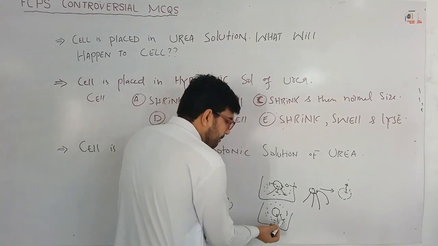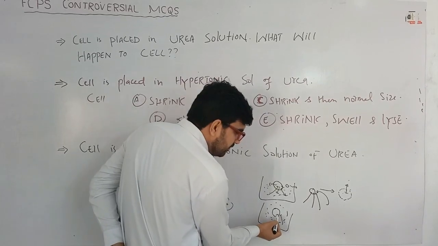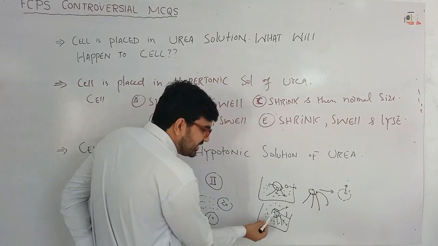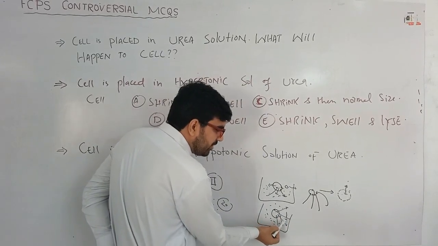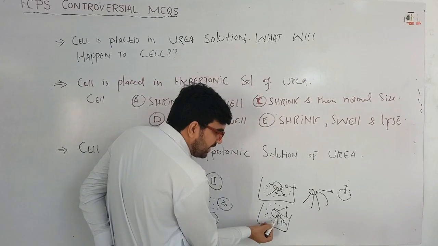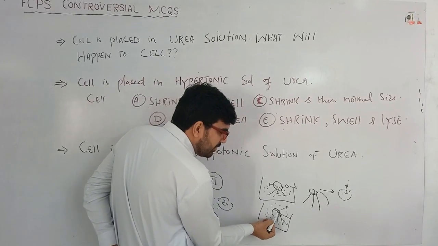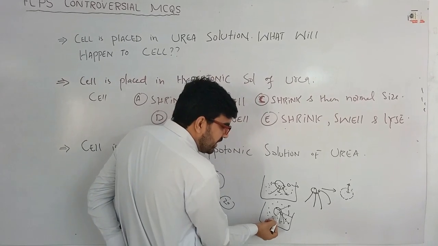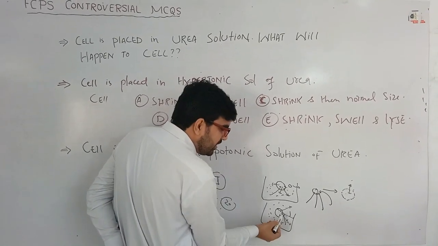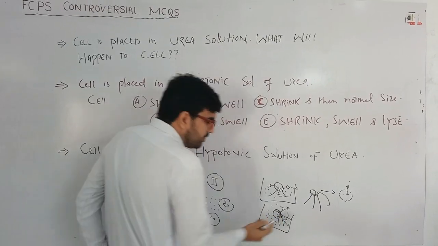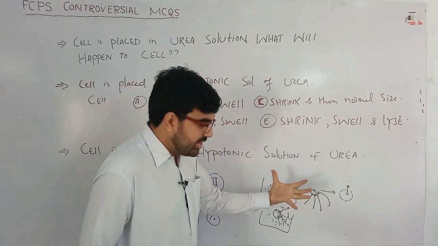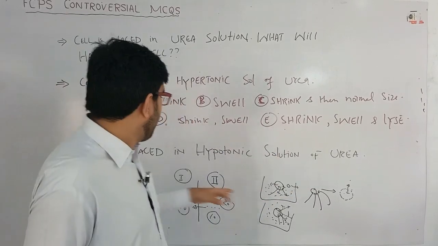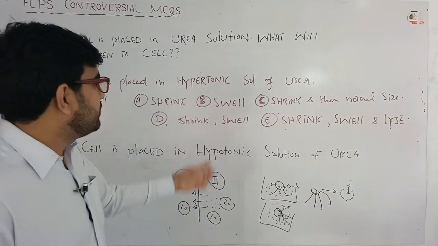Now what happens? The urea moves from the cell to the outside. When it moves from the cell to the outside, the concentration shifts from the inside to the outside until there is equilibrium between the inside and outside of the cell. The urea molecule distribution equalizes. When that equalizes, what will happen? Water moves out. So swell, and whenever there is equilibrium, then normal in size. Swell and then normal in size.